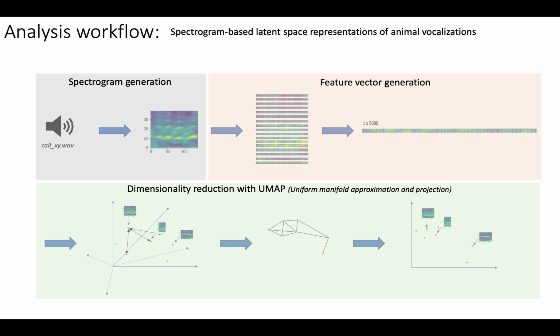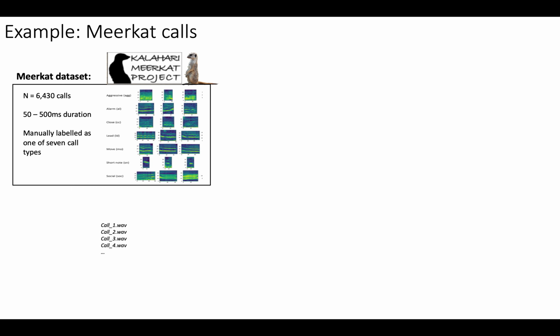The general procedure is that you start with the sound file, generate a spectrogram, row-wise concatenate it to obtain a feature vector, and then reduce the dimensionality of this vector using UMAP, a neighborhood-based dimensionality reduction algorithm. What's interesting about this is that you do not extract any acoustic features, but merely use the spectrogram as input. We did this for a data set of about 6,000 meerkat calls, and even though it seems like a very crude method, we were quite intrigued by the first results.